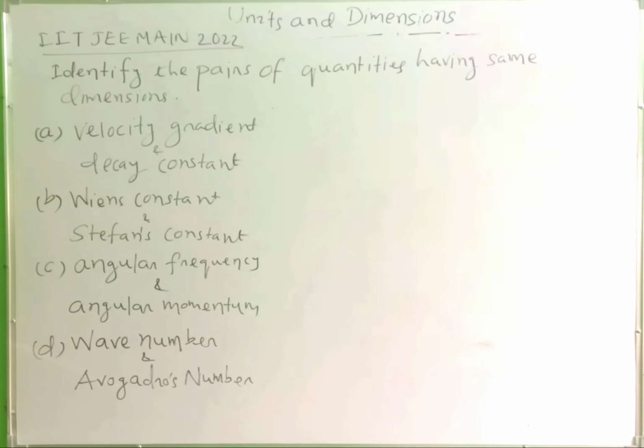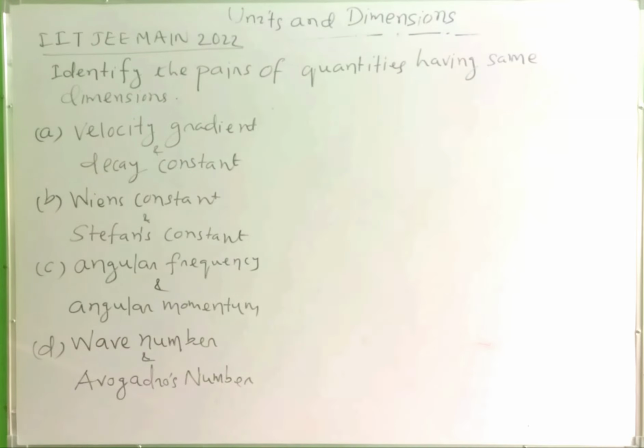Students, this question was asked in IIT JEE Main 2022 from the chapter Units and Dimensions. Identify the pairs of quantities having same dimensions: velocity gradient and decay constant, Wien's constant and Stefan's constant, angular frequency and angular momentum, wave number and Avogadro's number. Okay, students? So we have to first check the dimensional formula for the 8 physical quantities given here.